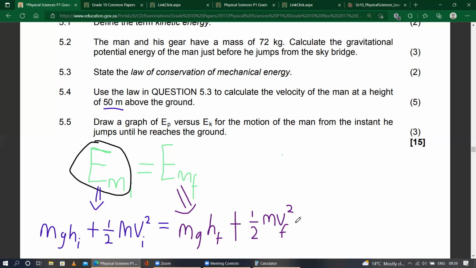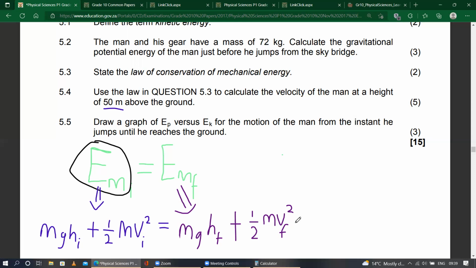Okay, this is how my thing looks. So I said my first bracket 72, second bracket 9.8, third one 100, plus a half, and then 72, and then 0 squared. That's for my first, the initial EM.